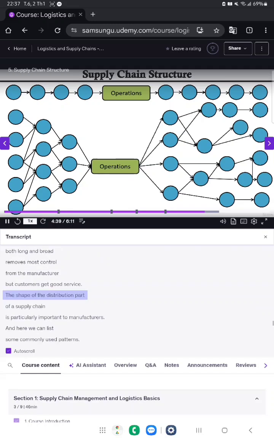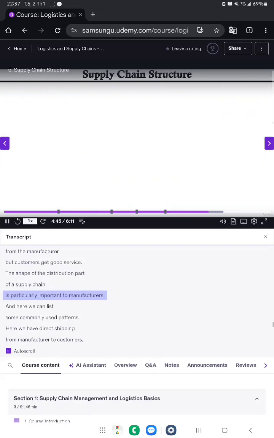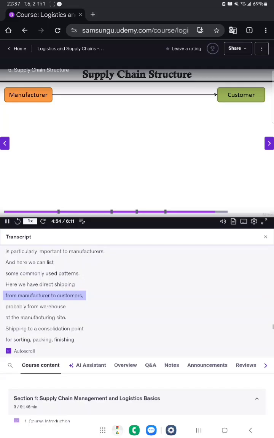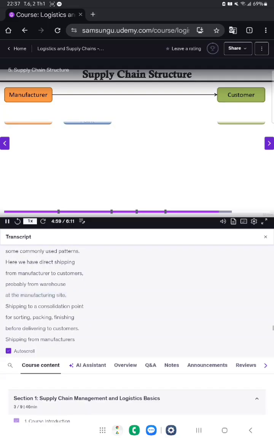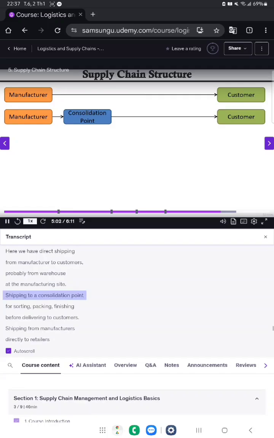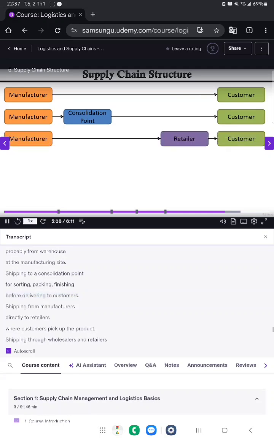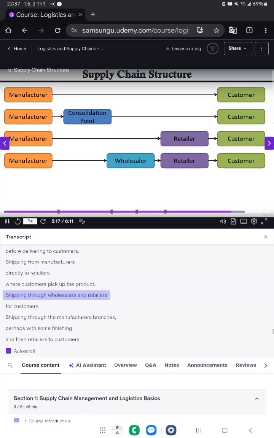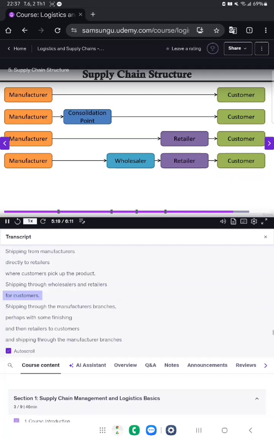The shape of the distribution part of a supply chain is particularly important to manufacturers, and here we can list some commonly used patterns. Here we have direct shipping from manufacturer to customers, probably from warehouse at the manufacturing site. Shipping to a consolidation point for sorting, packing, finishing before delivering to customers. Shipping from manufacturers directly to retailers where customers pick up the product. Shipping through wholesalers and retailers for customers.